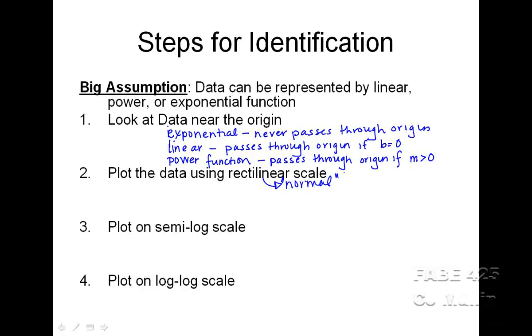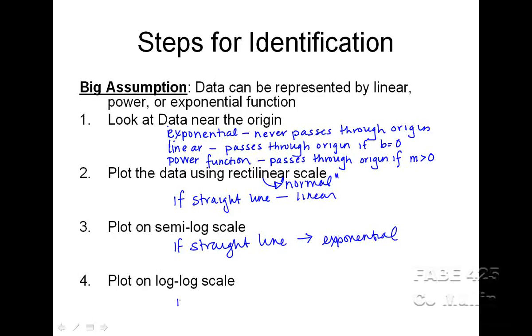So basically, plot the data back at step 2 here. If you plot the data using the rectilinear scale and you get a straight line, then you know it's linear, and you would theoretically stop. If you plot it on a semilog scale and you get a straight line, then you know that it is exponential. And if you get a straight line when you plot out log-log, then you know it's a power function.